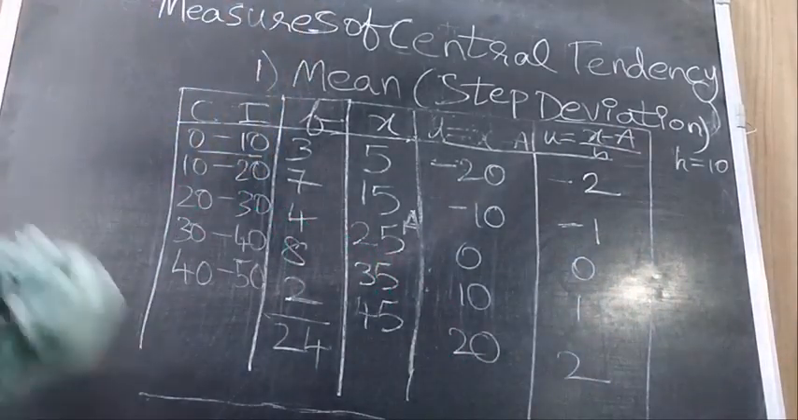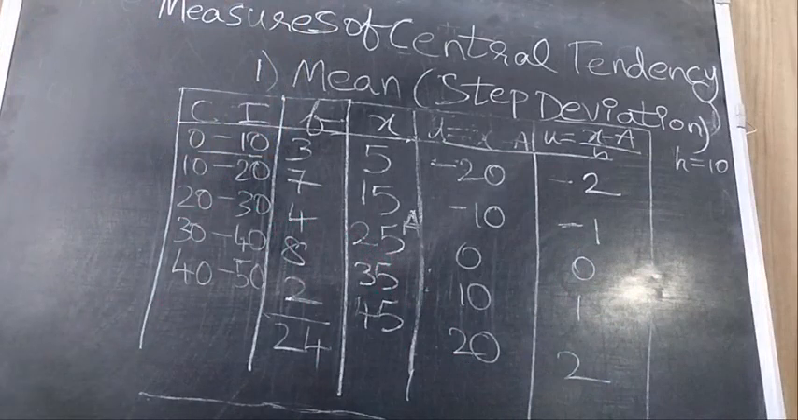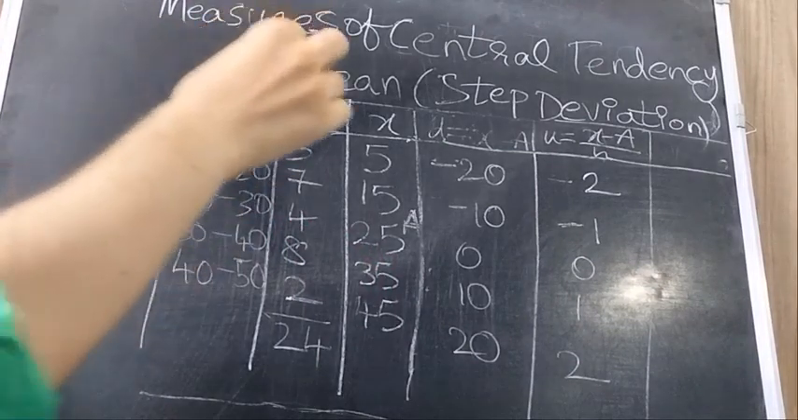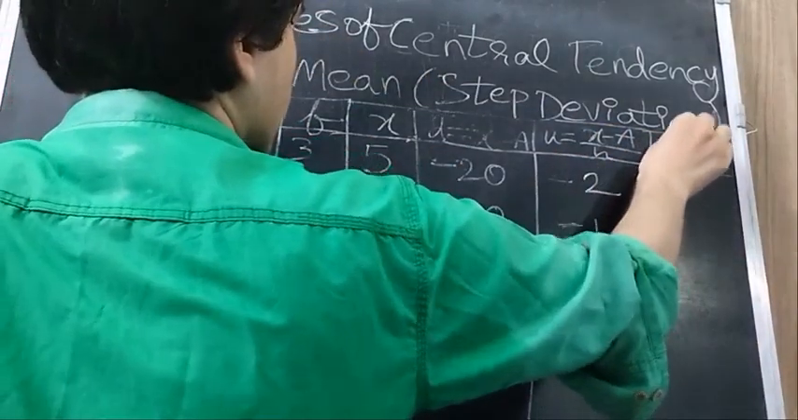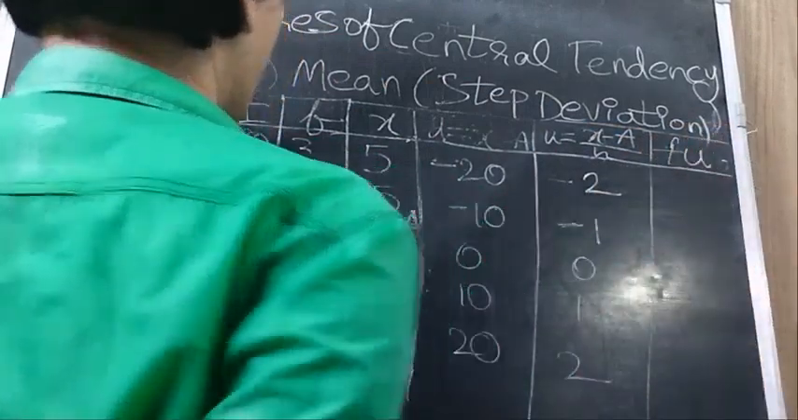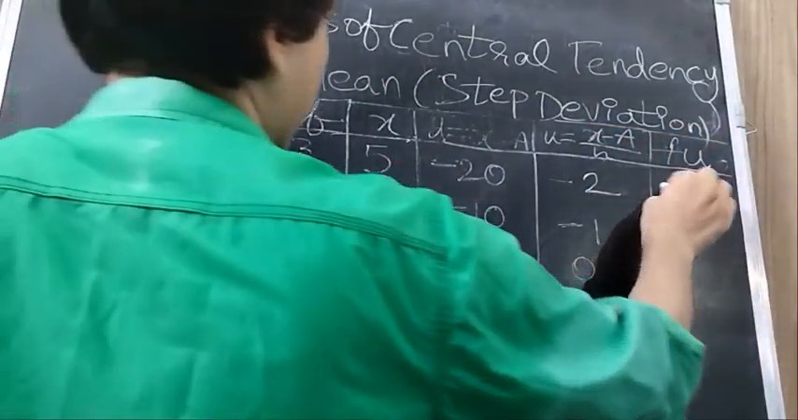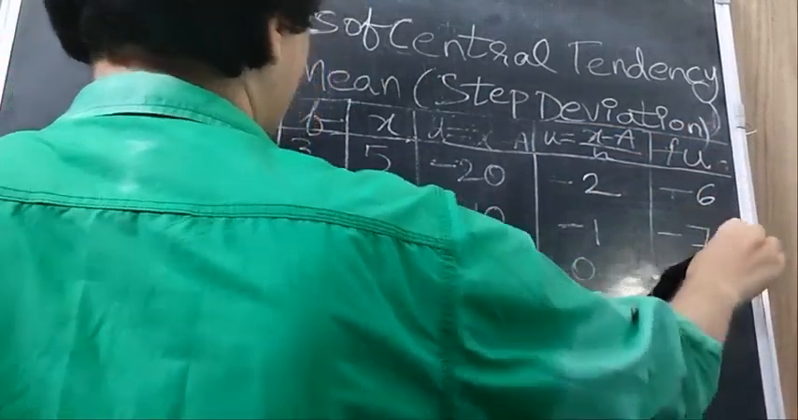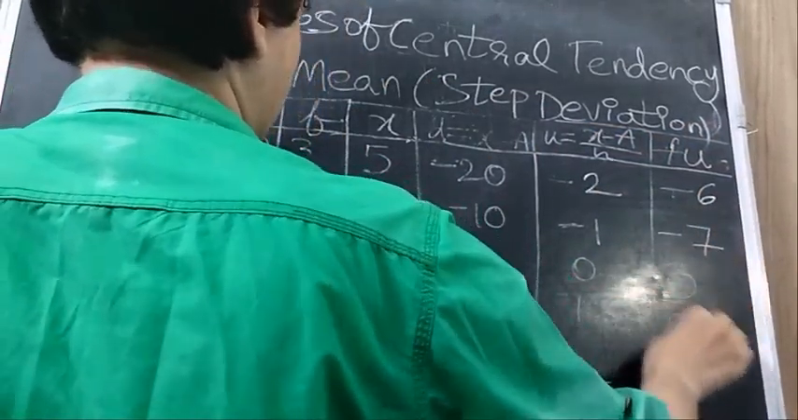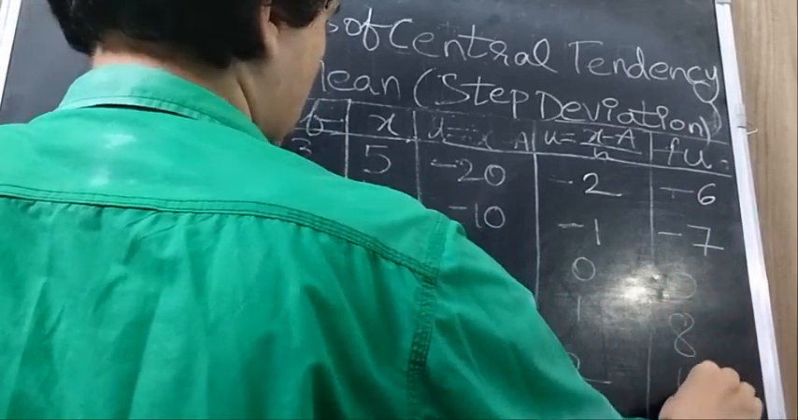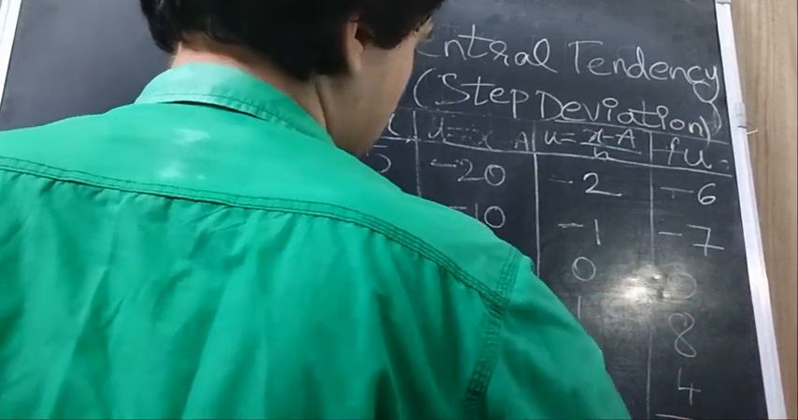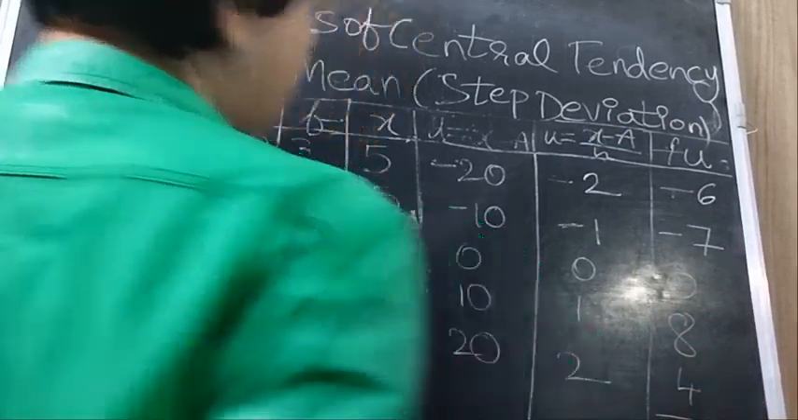After getting the u values, again you have to find fu, that is, f multiplied by u. I am writing it at the last as the place is not sufficient. f into u. What is the f? 3. 3 into minus 2 is minus 6, and minus 7, and 0, and 8, and this is 4. What do you get? The sum is minus 1.